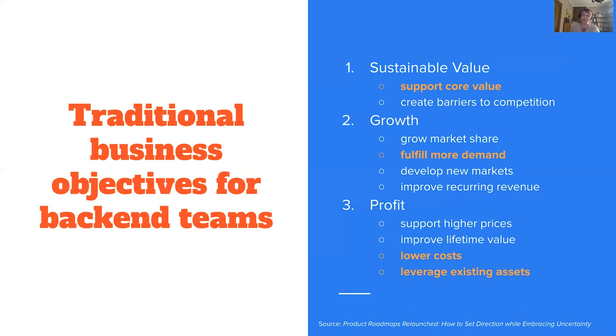In the profit section, we have lower costs. So this is in a way similar. Can we serve this higher traffic without paying so much more for servers, for instance? What can we do? What engineering magic can we apply so that we can do the same thing for less, or we can do more for the same price. And leverage existing assets, this is similar. Can we serve a bigger group of clients with the same pool of resources? Can we build a new feature reusing parts of what we have, of what we already own?